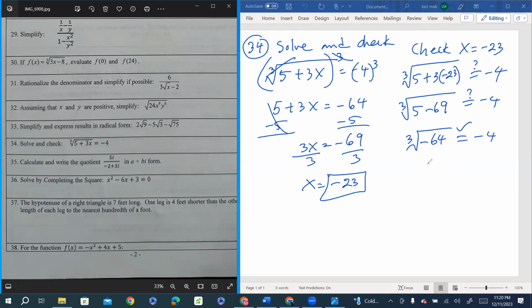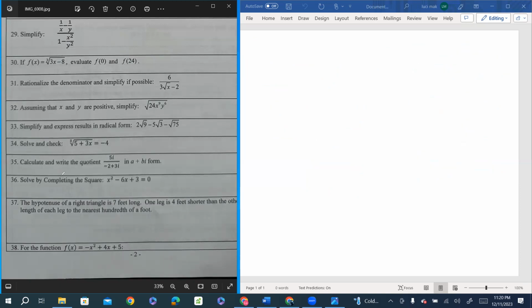And that check is good. If you didn't know negative 4 cubed, you can check it out: the cube root and the cube cancel each other out and you get negative 4. So it checks out. Okay, so the answer is negative 23. Let me check for 34. The negative 23 is correct. Now let's look at the next question. I'm going to erase the board. All right, so the next question is 35.